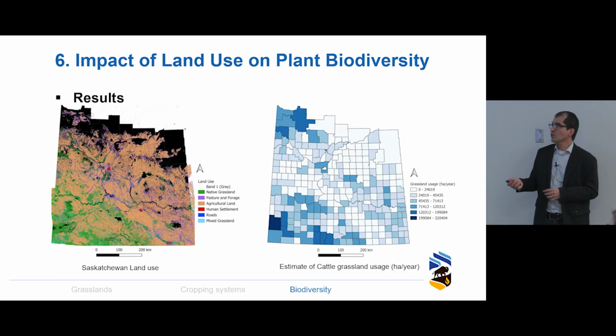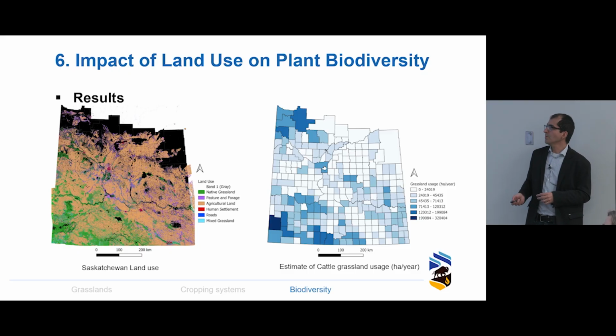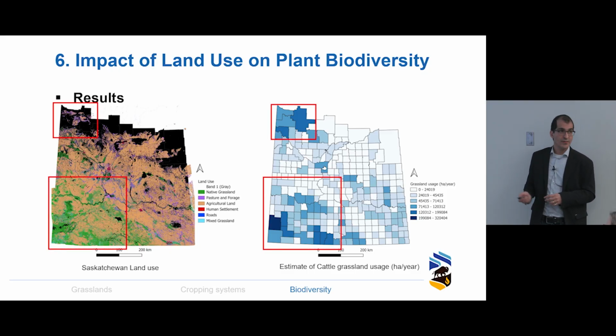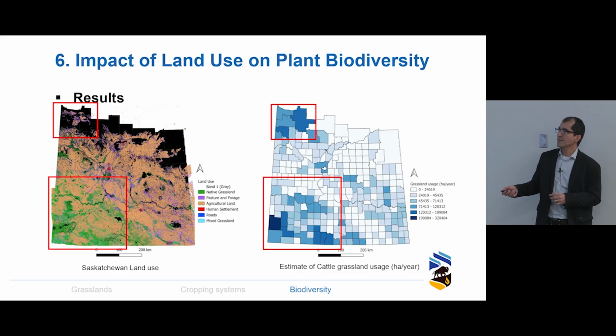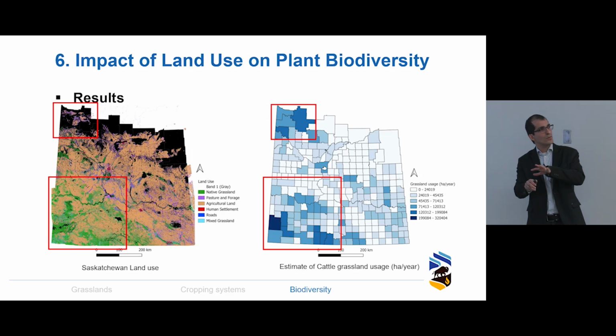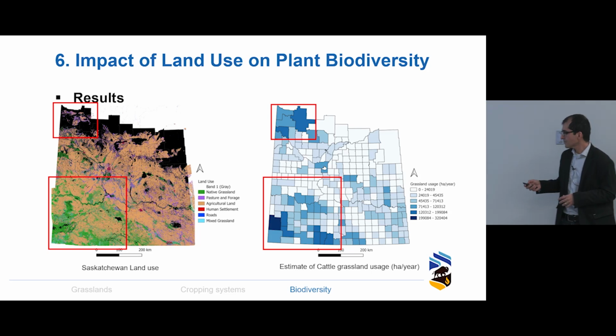So this is just to show two independent data sets here. This is the land cover in Saskatchewan. You can see here native grasslands in green, annual cropland in brown, and then pasture in purple. And this is census data, right? So this is derived from census data and the estimate of cattle grassland usage, which is based on animal numbers. So you see that wherever you have a high number of animals is associated with specific land uses. So this is making the linkage between beef production and land use.